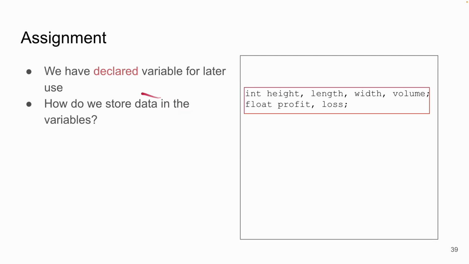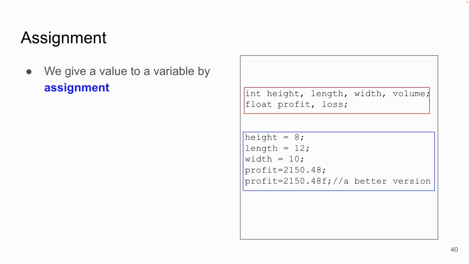So after we declare some variable for later use, how can we store the data? How can we store the value inside these variables? So we will call the action of storing the data into variable assignment. So that means that we assign some value to the variable. So this is assignment. So how to do the assignment?